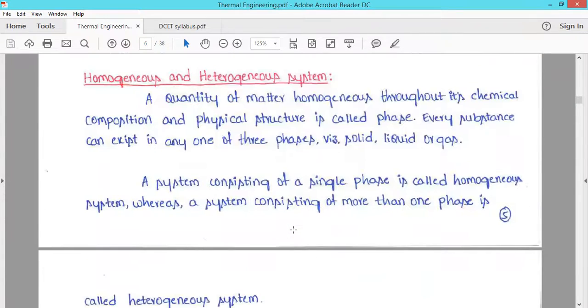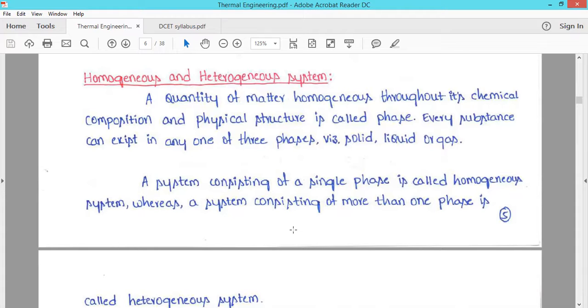Next, homogeneous and heterogeneous system. First, before going for this homogeneous and heterogeneous system, let us understand the word phase, P-H-A-S-E, phase. A quantity of matter homogeneous throughout its chemical composition and physical structure is called the phase. We are having the three known phases: the solid phase, liquid phase, and gaseous phase.